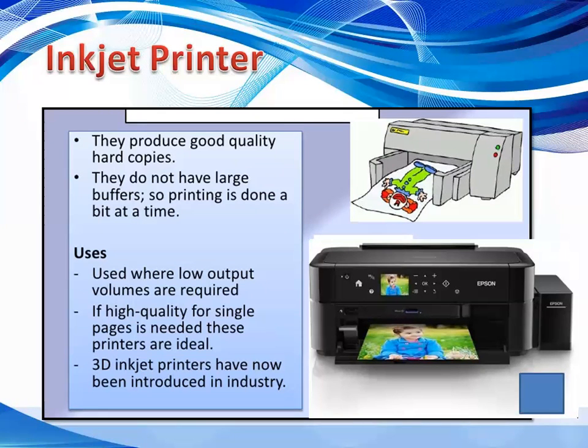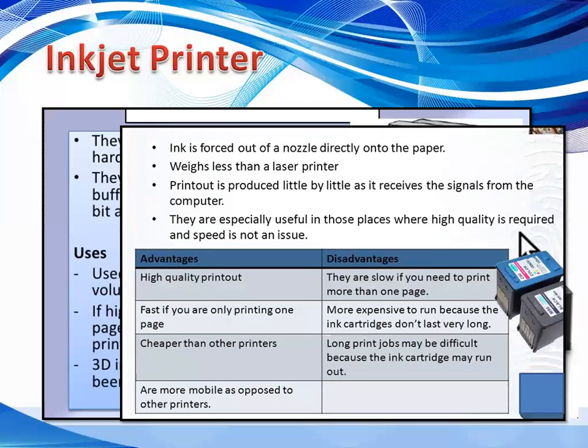The print quality of an inkjet printer is higher than a dot matrix printer. They are also comparatively inexpensive. Most inkjet printers usually have two print cartridges. One cartridge contains black ink, the other contains the color ink. With the help of these ink cartridges, which move back and forth, you produce the output on the page. Ink is forced out of a nozzle directly onto the paper.